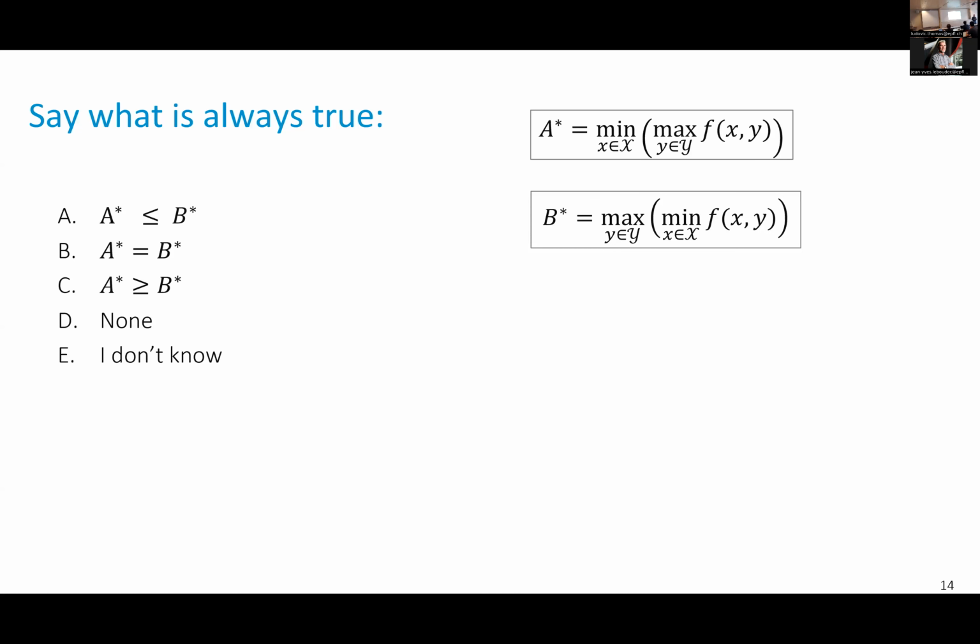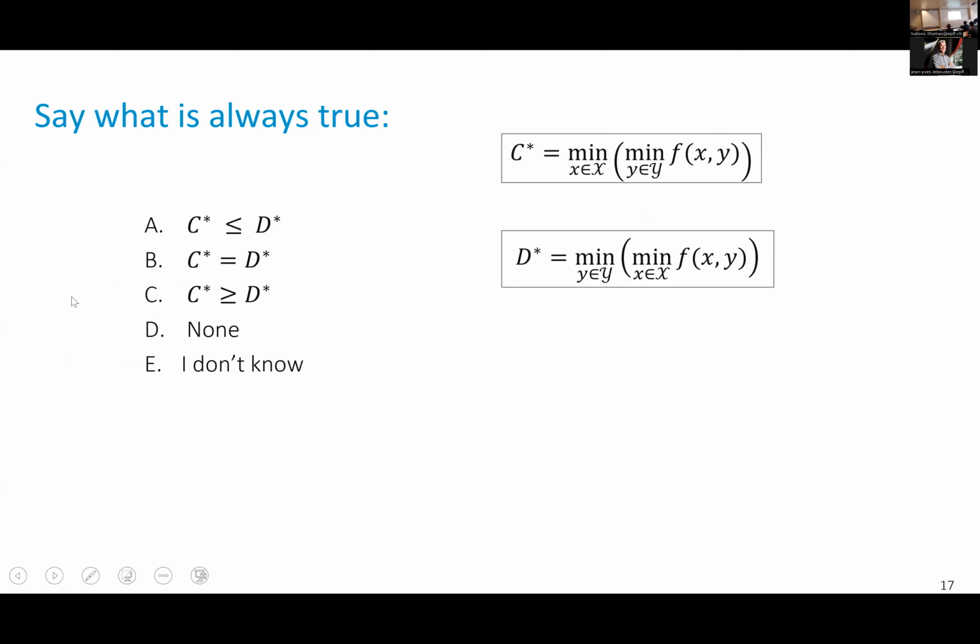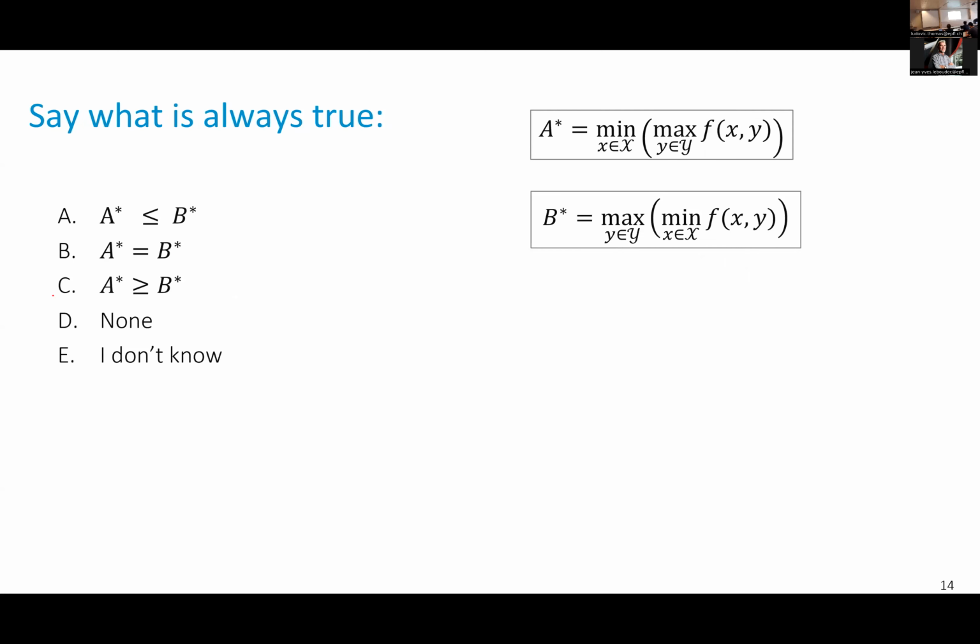I close the poll in a few seconds. Closing. The majority says B, but the majority is not even right, even in Switzerland. The correct answer is, whoops, C.